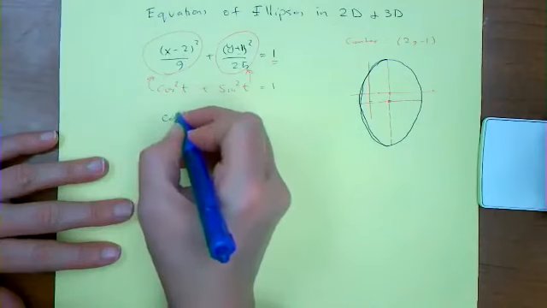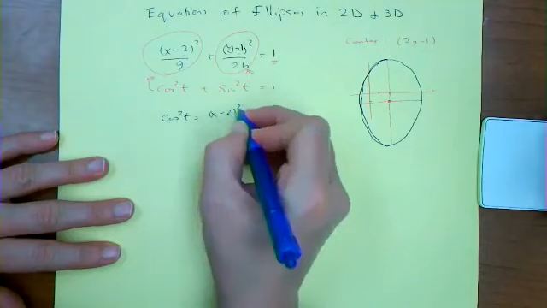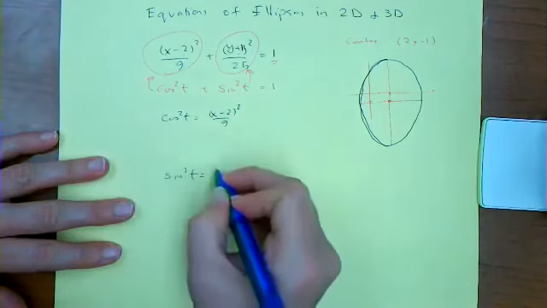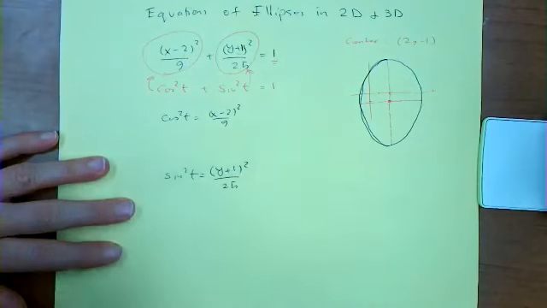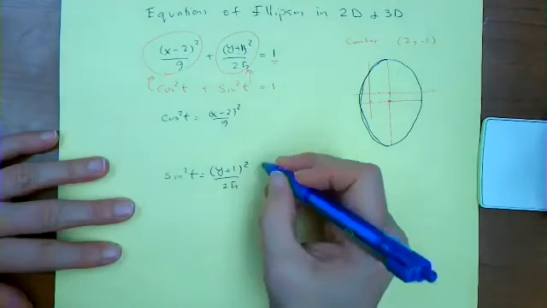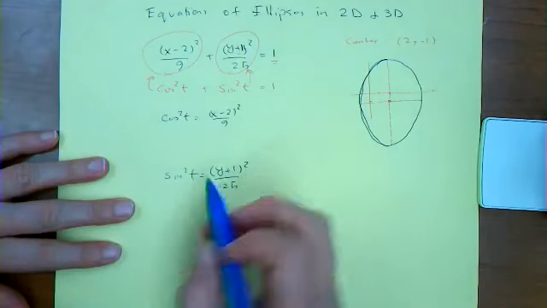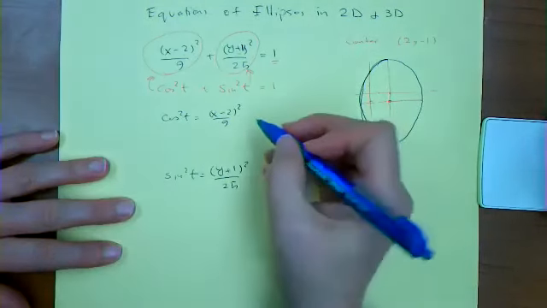Basically, I have to solve from here. Cosine squared t equal to (x - 2)^2 / 9. Sine squared t equal to (y + 1)^2 / 25. And from here, I want to solve for x and y because I'm parametrizing for x and y.